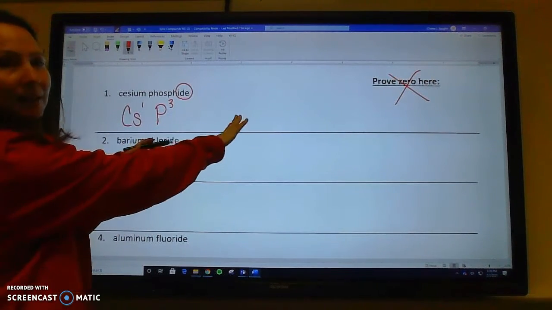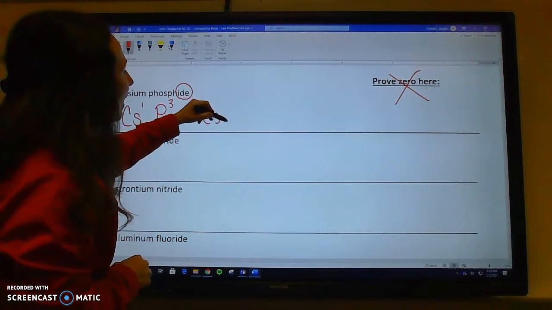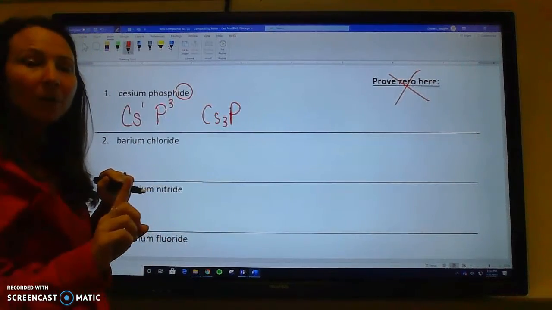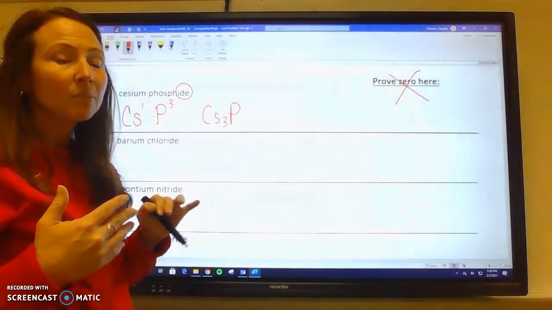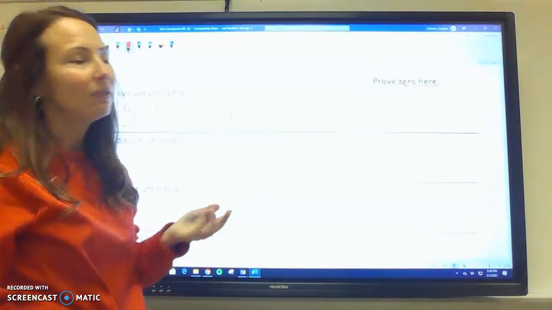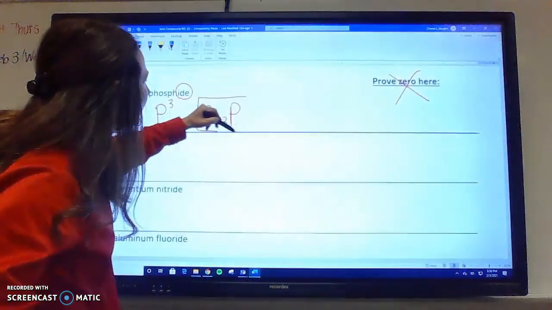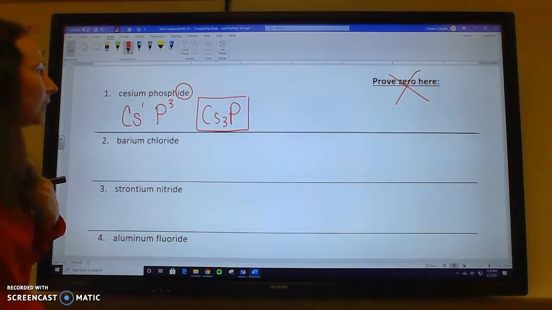So I'm just going to write this one more time with my final answer. So Cs is going to have the 3 and P is going to have a 1, but I'm not going to write 1s in because we don't have to do that. It's not necessarily wrong, but if you take chemistry, I'll take off if you write the 1 in. We just don't do that, okay? So that's how we do the formulas, okay?